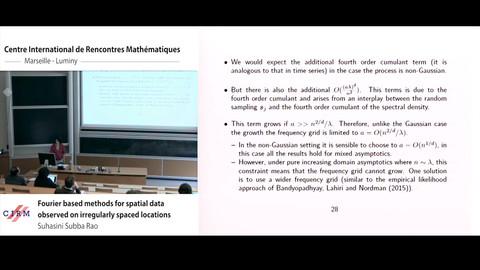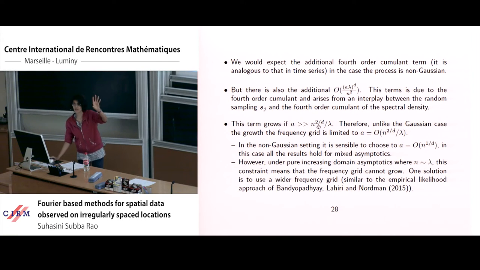Okay, you cannot order it. And that means in order to ensure that this does not explode, you need to place quite a strong condition on the number of frequencies you're using. So the number of frequencies you're using in the definition of your estimator cannot grow faster than n to the power of 2 over d over lambda. This cannot happen. If you do, you'll have an exploding variance. You're no longer getting a mean squared consistent estimator.